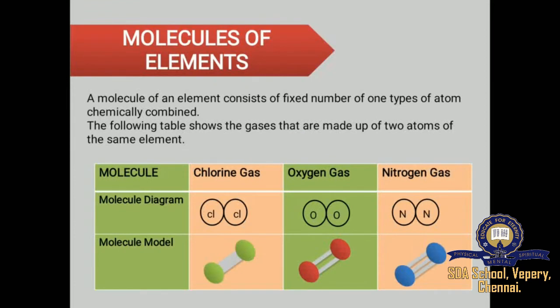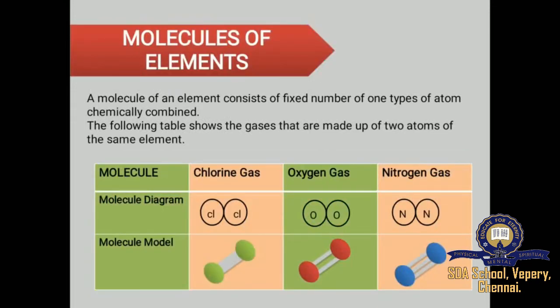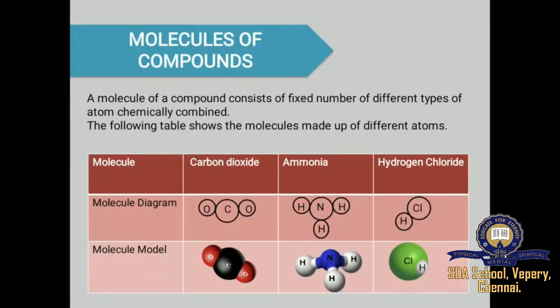Next is molecules of elements and molecules of compounds. Molecules of an element consist of a fixed number of one type of atom chemically combined. So only one type of atom is present. For example, chlorine gas consists of two atoms of chlorine, oxygen gas consists of two atoms of oxygen, and nitrogen gas consists of two atoms of nitrogen. Whereas molecules of a compound consist of a fixed number of different types of atoms chemically combined.